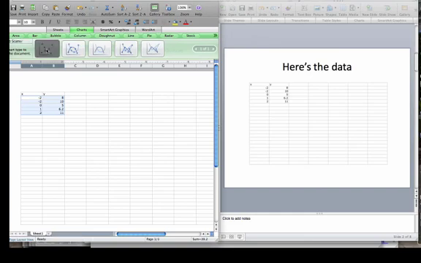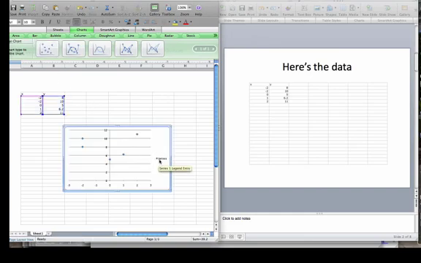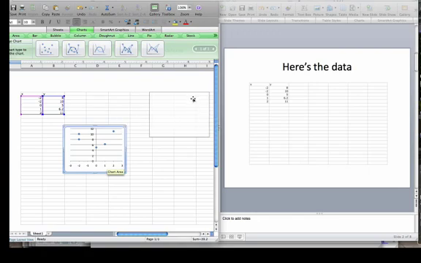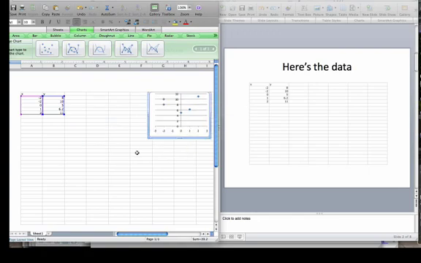We want to do a scatter plot. Alright, here's my scatter plot. Let's make the graph smaller so that it's not in the way. And we'll bring it over here. Whoops. We'll bring it over here and put it out of the way.